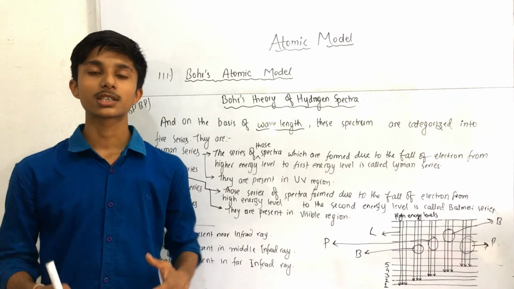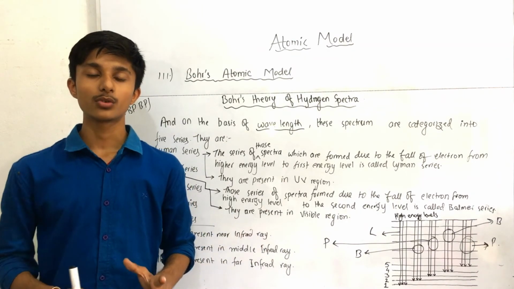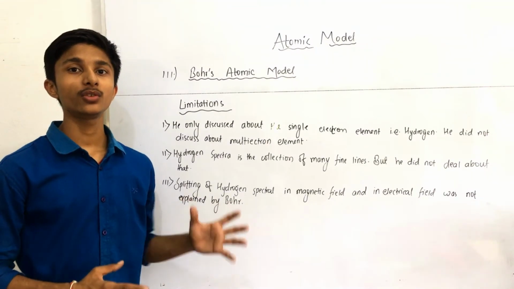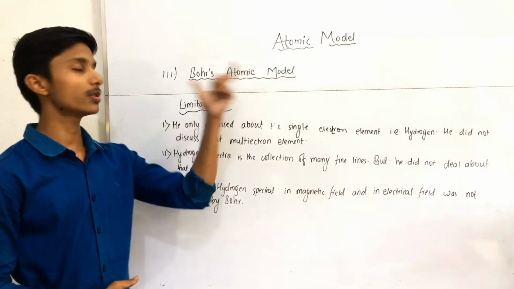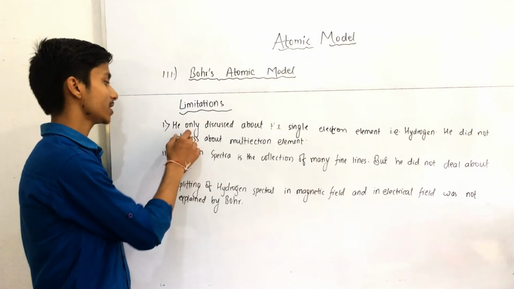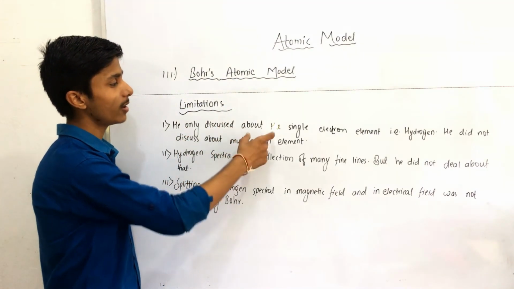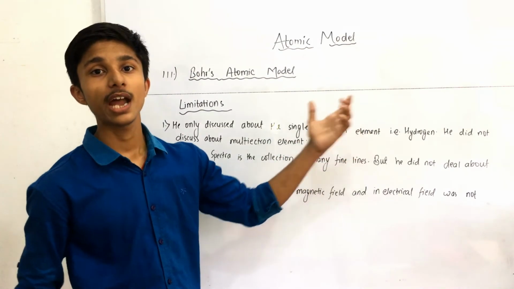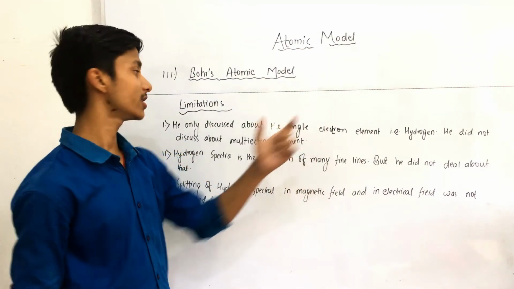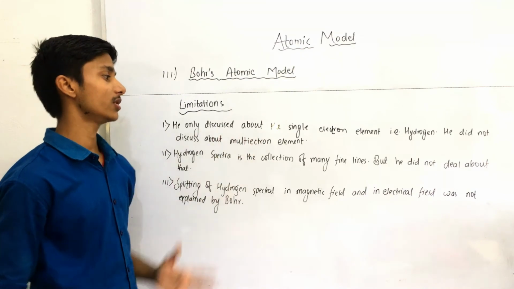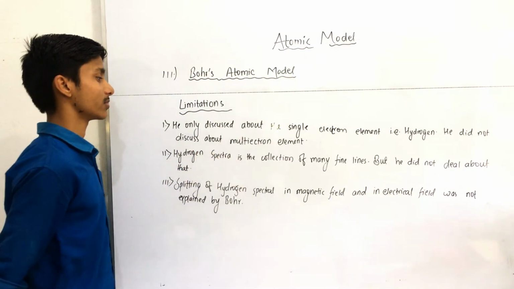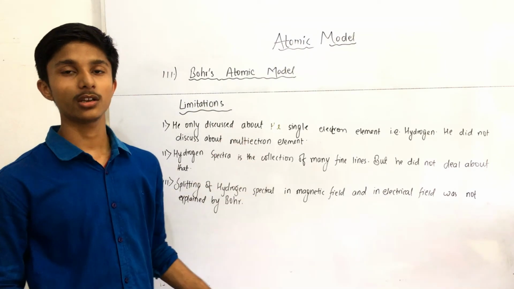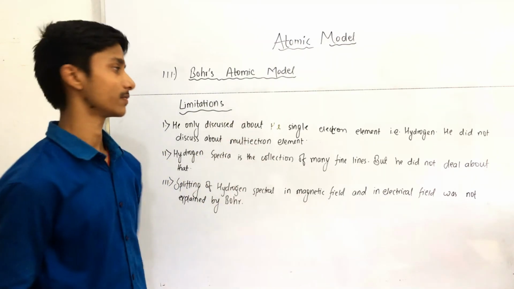Now we discuss the limitations of Bohr's atomic model. Here you can see these are the limitations of Bohr's atomic model. First, he only discussed the single electron element, that is hydrogen. He did not discuss multi-electron elements, that is, other elements except hydrogen.